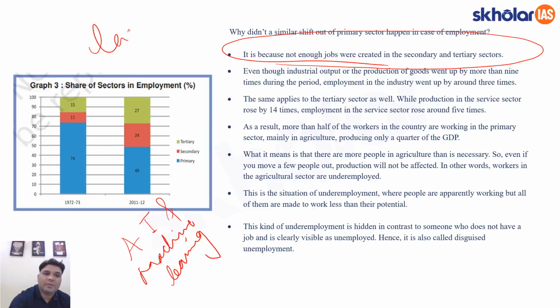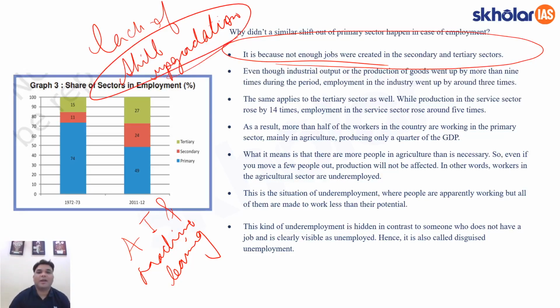The second is lack of skill upgradation. As the sectors became more sophisticated, did people's skills get upgraded? No, right? So the production in the service sector rose by 14 times, but the employment in the service sector rose only about 5 times, right?